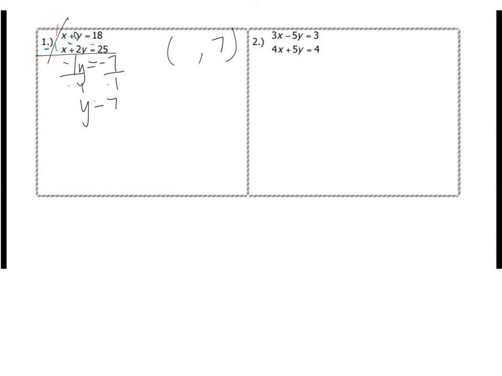Now that we know y, we can plug it into either of the equations. I'm going to plug it into the top one. So x plus 7 equals 18. Please notice that instead of x plus y, I plug 7 in for the y. Subtract 7 from each side, and x equals 11. So again, that one was pretty simple.